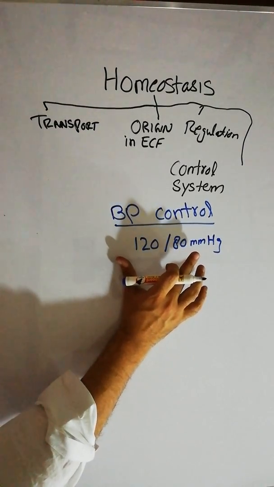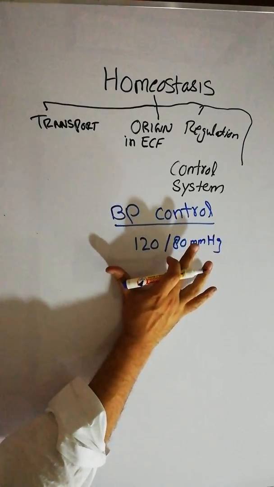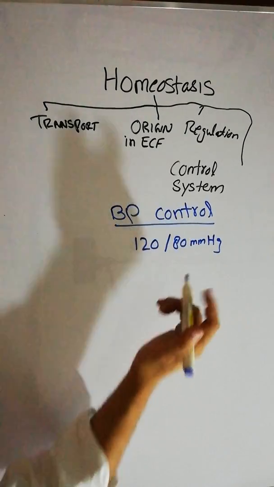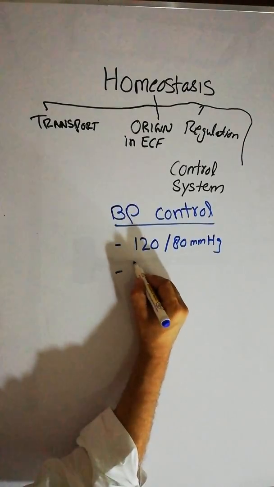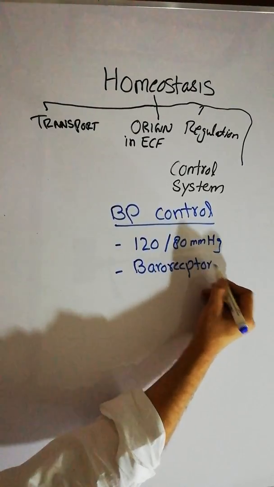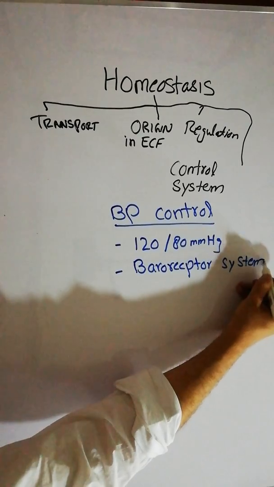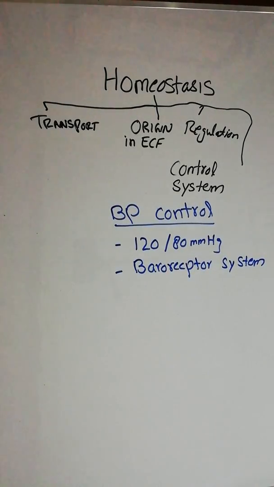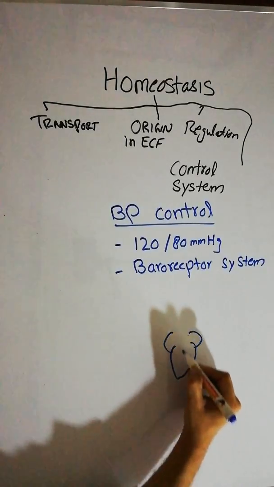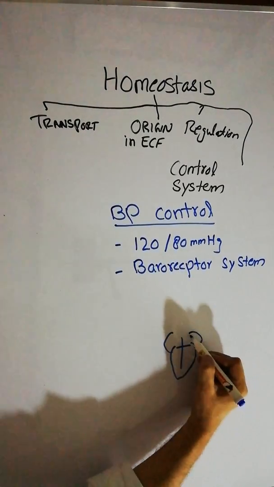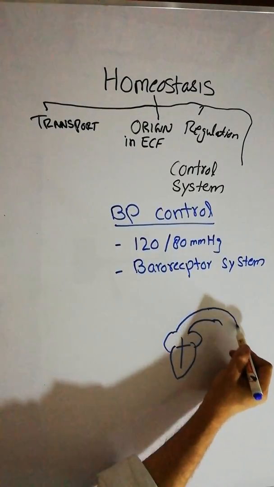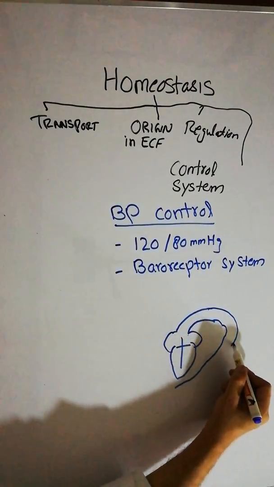How is the human body trying to maintain a nearly constant level of blood pressure? There are a lot of control systems, but the one we will discuss today is the baroreceptor system. What exactly is the baroreceptor system? The human heart is continuously pumping blood. From the heart, a big artery known as the aorta is arising, which is supplying blood to the whole body.